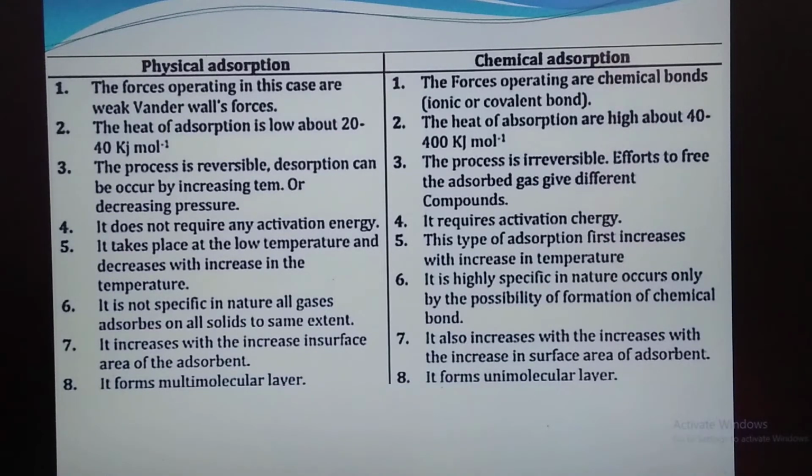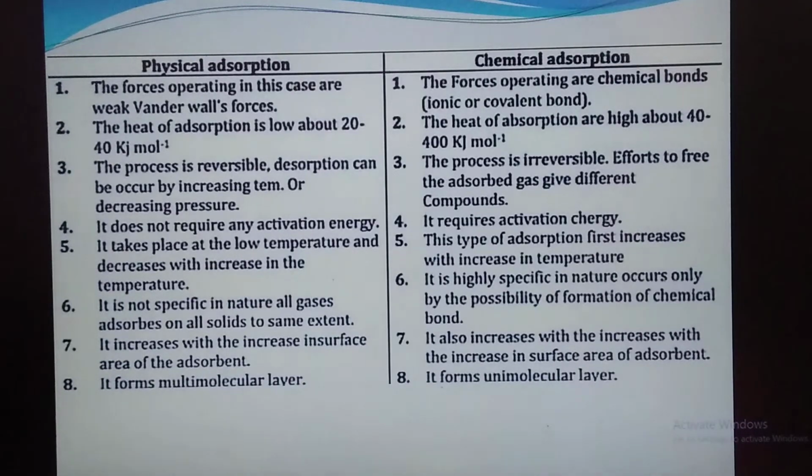This also I will explain to you. Equilibrium is estimated as established rapidly in physical adsorption, as I said in my past slide, but it requires time. Equilibrium is attained slowly in chemical adsorption.